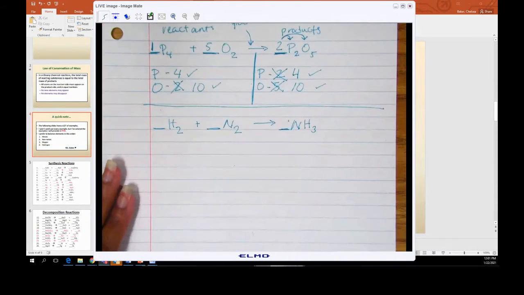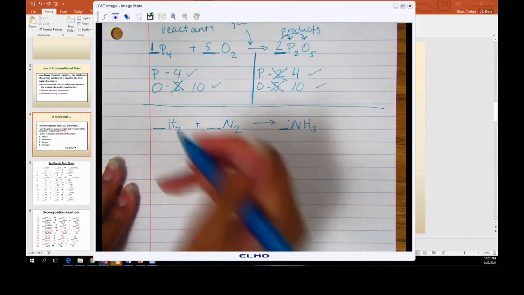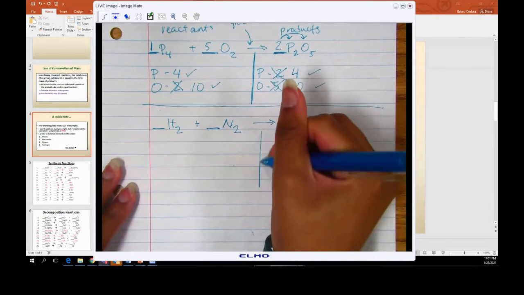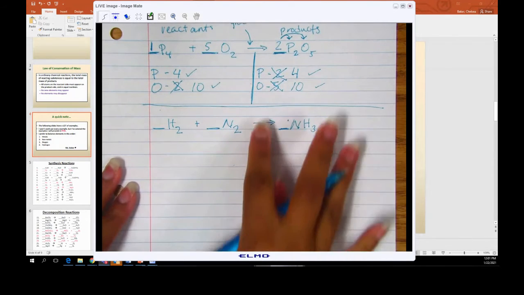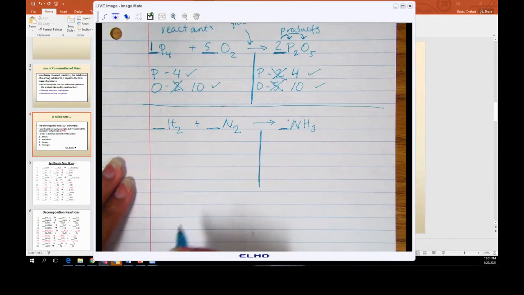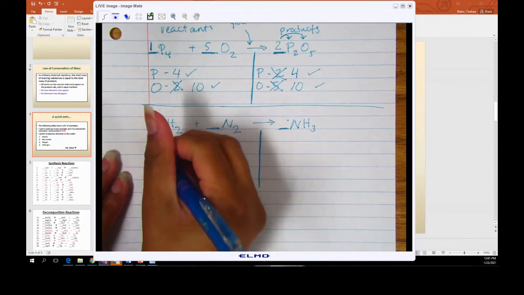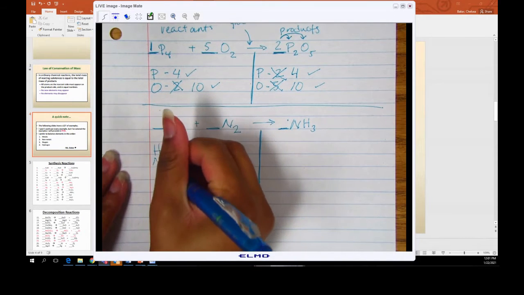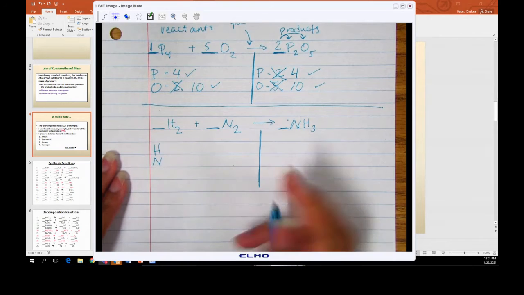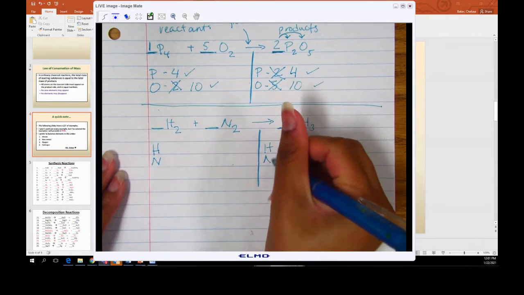All right. Same situation, got my reactants on one side, products on the other. I draw a line where the arrow is in the middle so that I can separate them. I have H and N on this side. I also have H and N on this side.